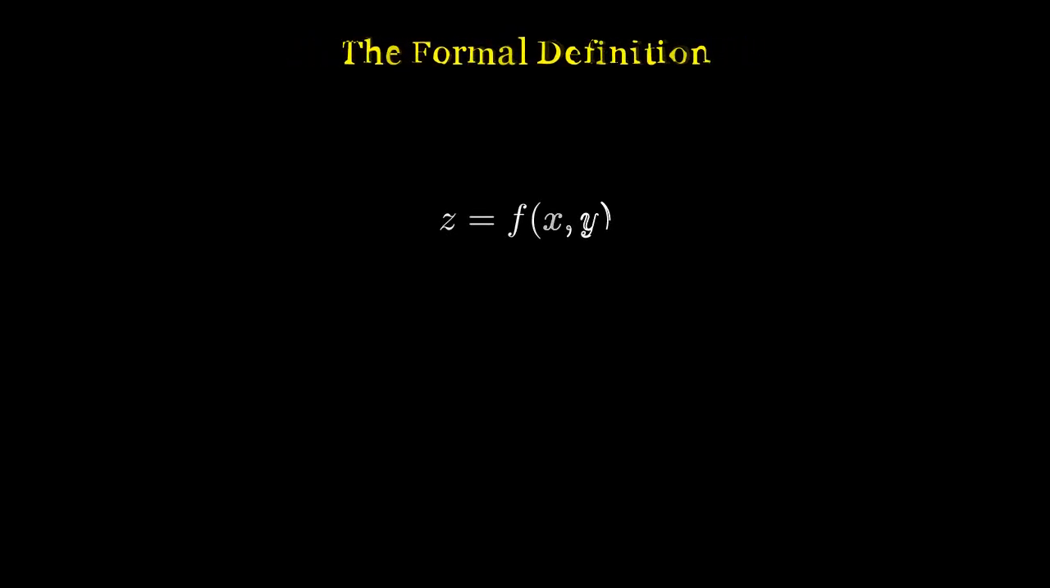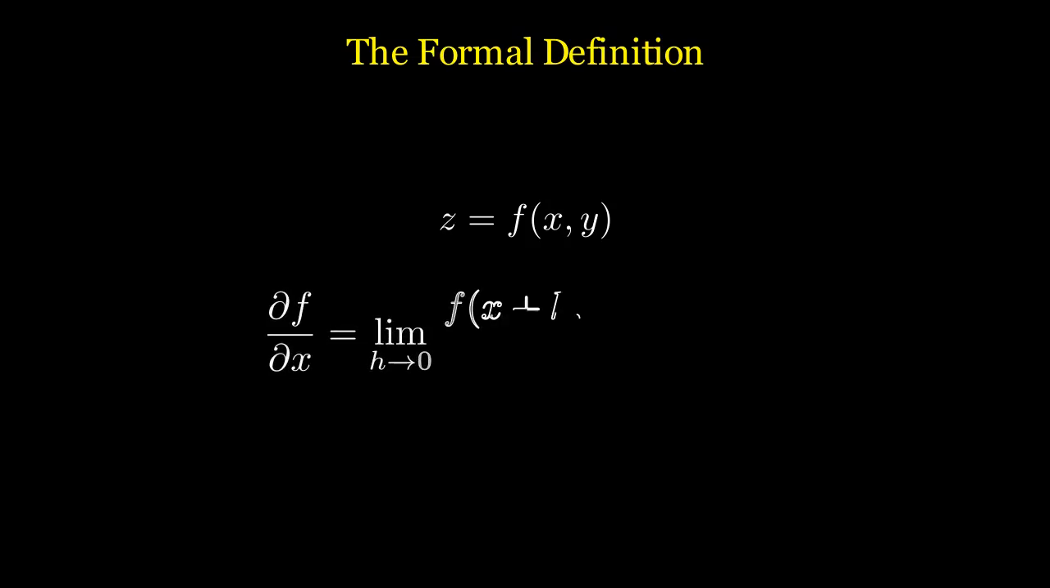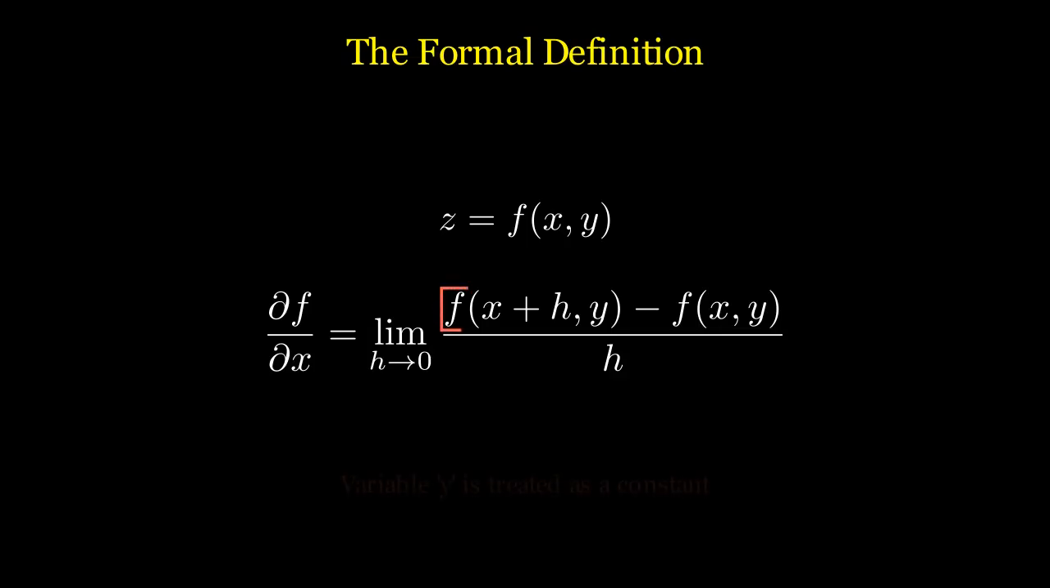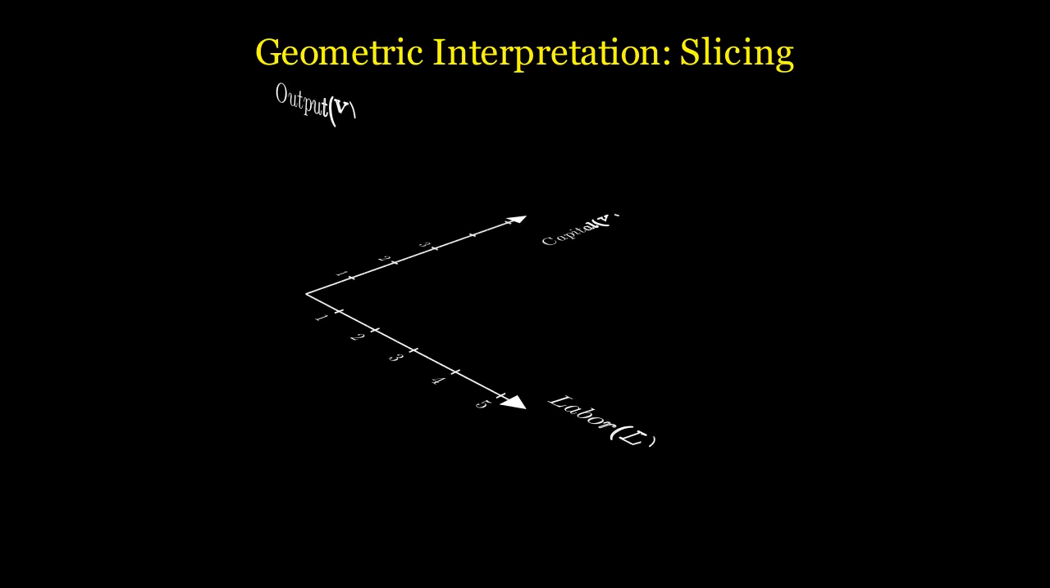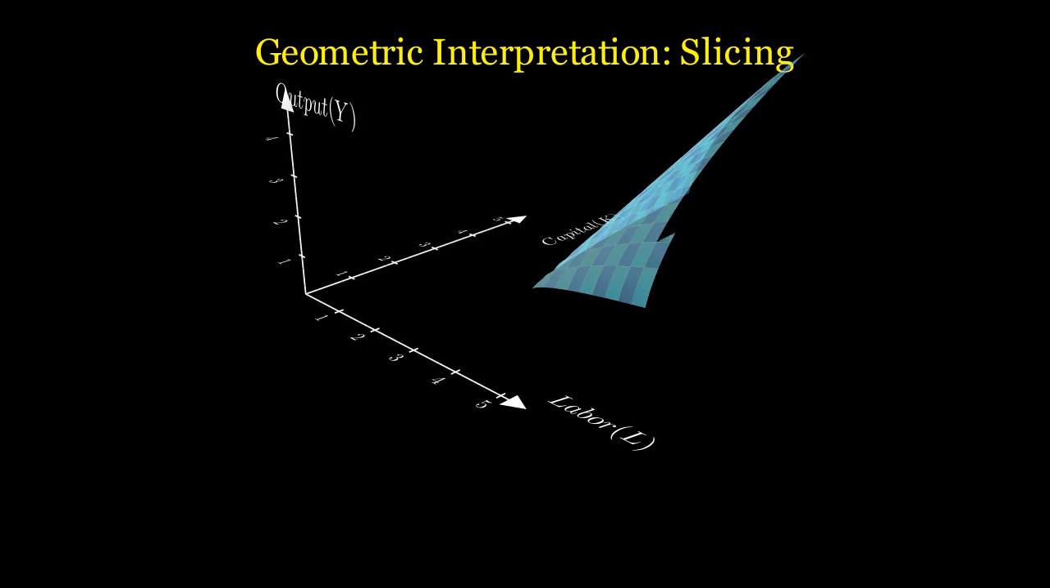Let's define the partial derivative formally. Suppose we have a function z equals f of x, y. The partial derivative of f with respect to x is defined as the limit as h approaches 0 of f of x plus h comma y, minus f of x comma y, divided by h. Notice the key detail. The variable y remains unchanged. We denote this as ∂f/∂x, or simply f sub x. It measures the instantaneous rate of change of the dependent variable with respect to one specific independent variable.